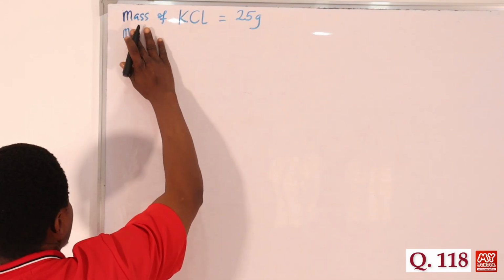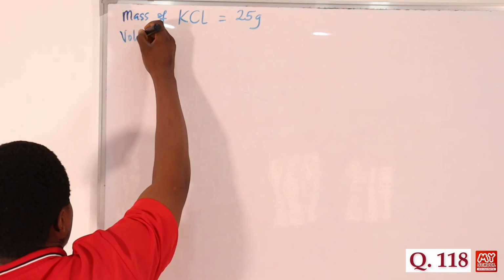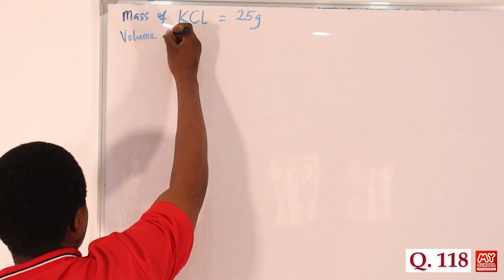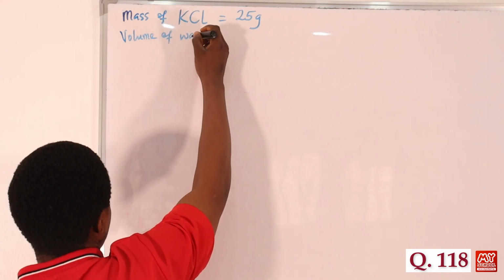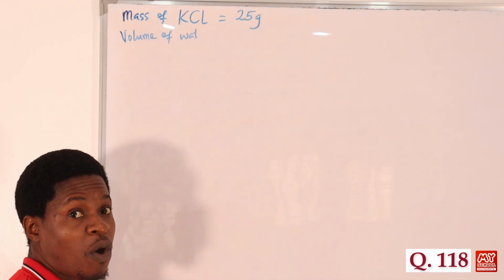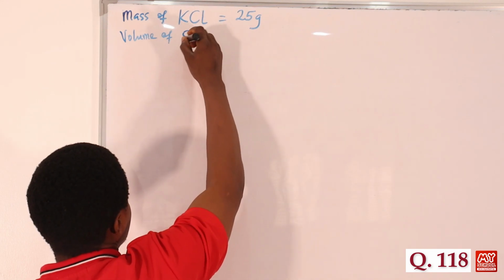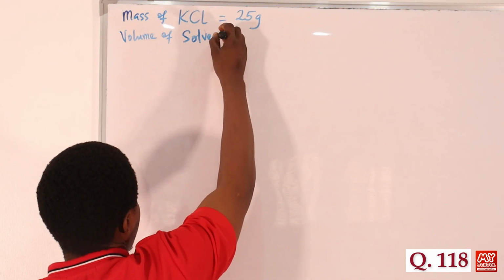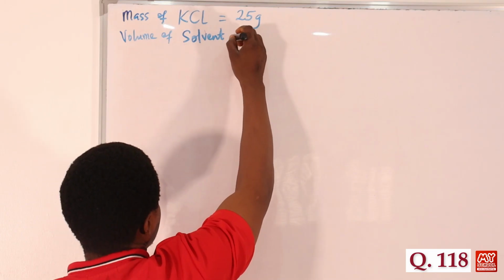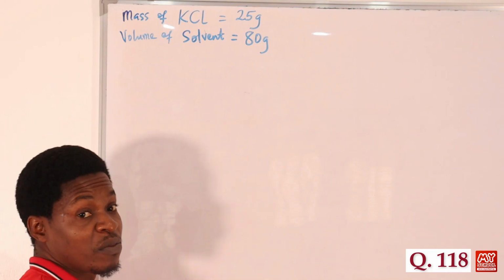Water is usually measured in volume, but we're given mass, so it's the same thing. We can say whether it's a mass of water or a volume of water. And don't forget that water is our solvent, that's what is dissolving the salt. So the volume of solvent, which is our water, is equal to 80 grams, which is also equal to 80 cm cube.